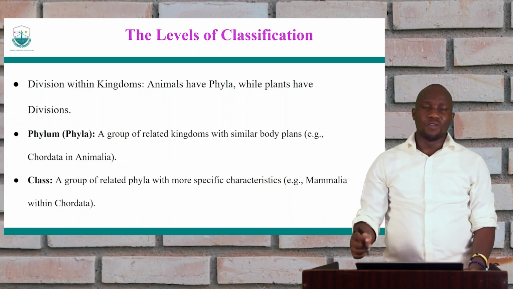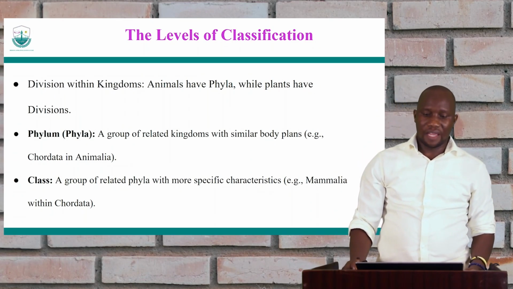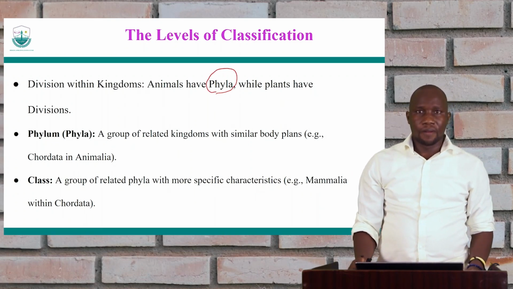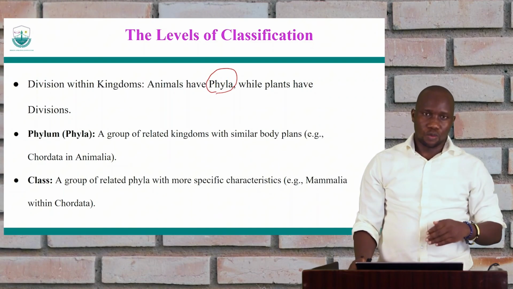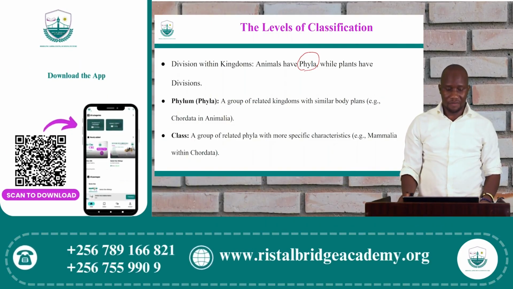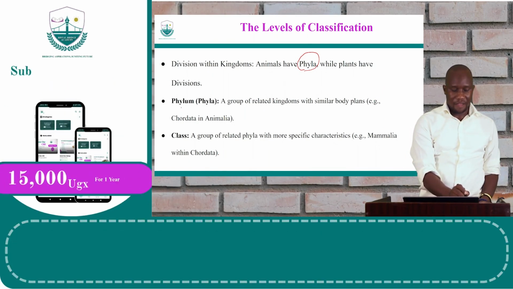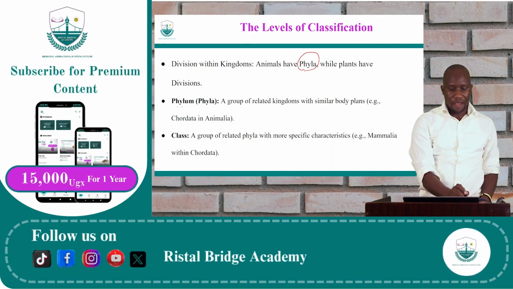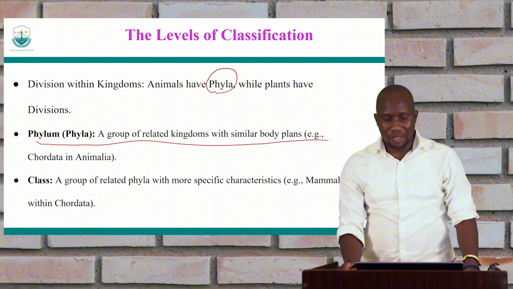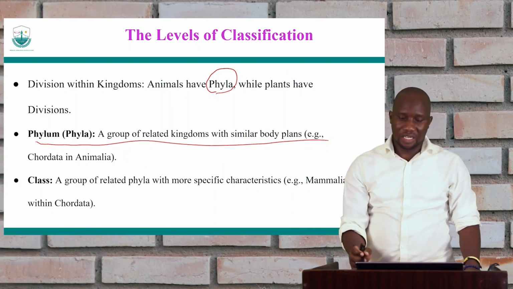So after the kingdom, we move to the phyla. Phyla is the plural of phylum. The kingdoms are divided into phyla, which are many. A phylum is a group of related classes with similar body plans or body structures.